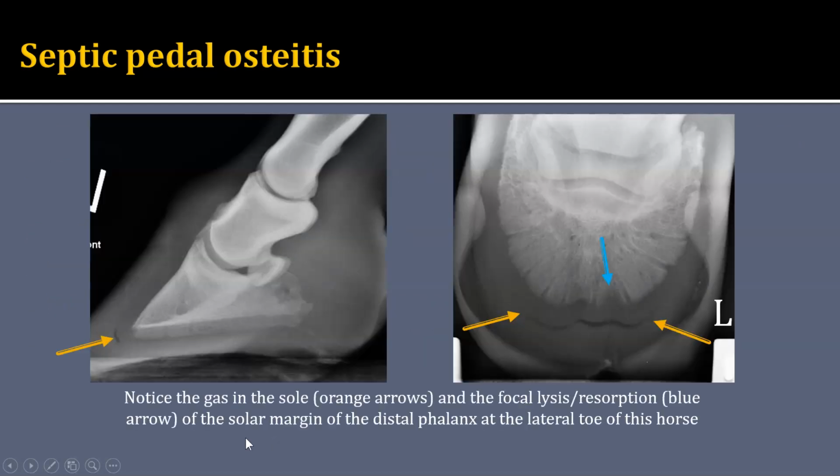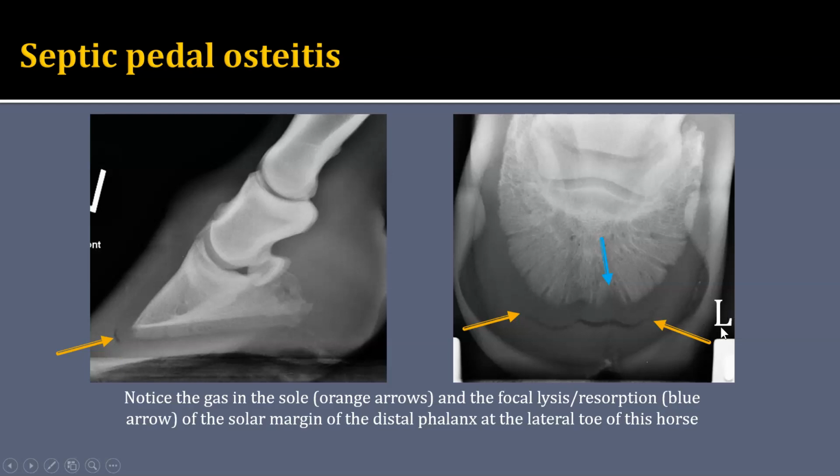So this first example is of a horse. I have a lateral view and the 65-degree dorsal palmar oblique view. In the lateral view, there is this area of gas that is in the toe of the hoof, but the distal phalanx looks pretty normal because our lesion is going to be pretty focal. So on this oblique view, which is one of the really important views of the distal phalanx, we can see that there is focal resorption here, or lysis, in the lateral toe.